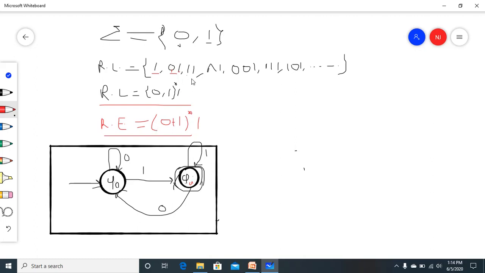In the Q1 state, if we read another character as a 1, then we remain in that state because our transition is the same here. After ending this 11 string, we are in the final state. That's why this 11 is also part of our language. So consider there is a string like 10. Is this 10 string acceptable or not?